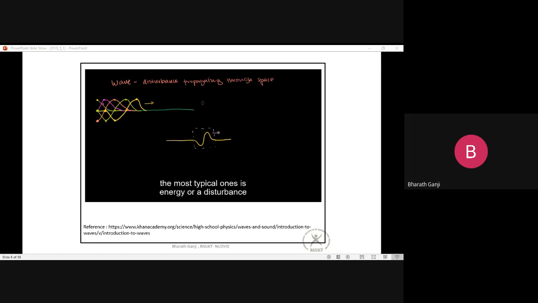One of the most typical ones is energy, or a disturbance, propagating energy through a medium. And when they say medium, it's, what is the wave going through? So in this example, the rope would be our medium. But the reason why I don't want to use that definition of a wave is because in future videos, we'll learn about electromagnetic waves, and those don't propagate through any medium. They propagate through a vacuum. So to keep things as general as possible, we'll just call it a disturbance that propagates through space. And it usually transfers energy.